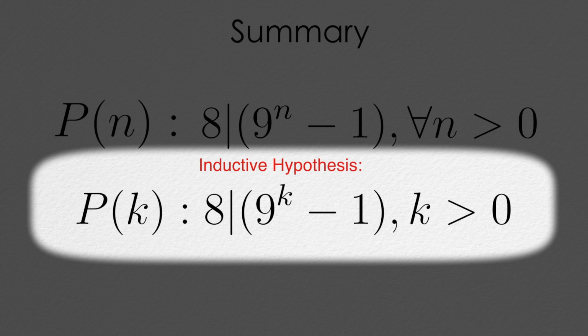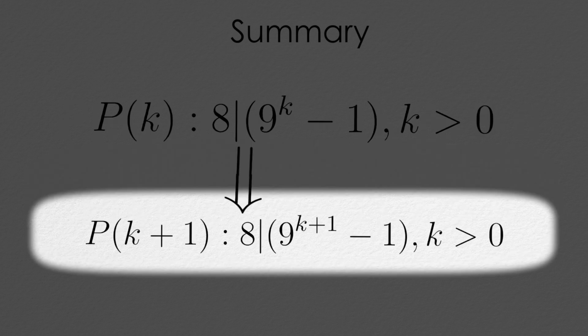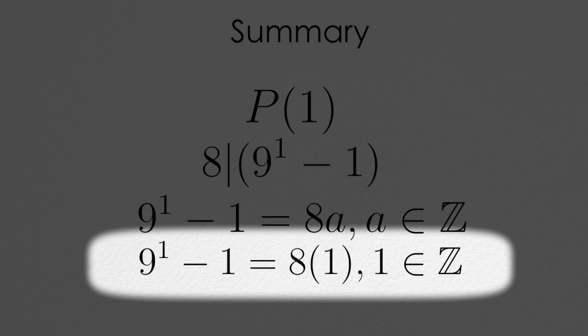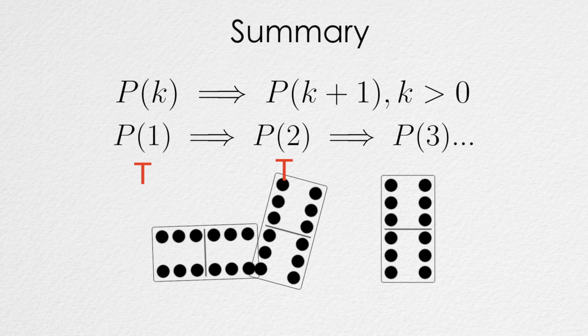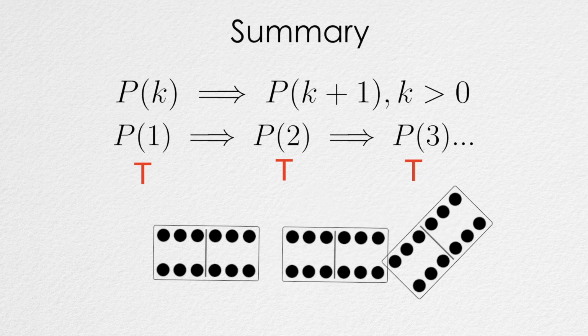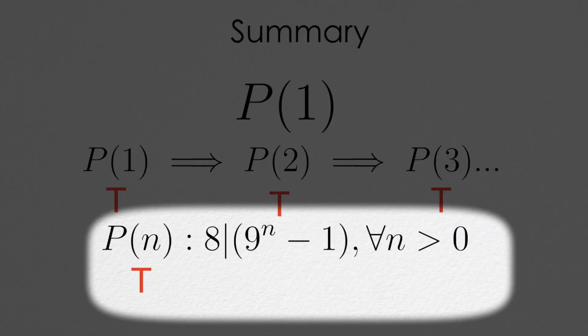So to summarize, we assume that 9^n - 1 is divisible by 8 at a particular n equal to k, and we saw that using this assumption, it is also divisible by 8 at k plus 1. Then we show that it is divisible by 8 for the lowest n in our range, which is n equal to 1. And these two pieces together create this sort of domino effect, rendering the statement true for all n greater than 0.